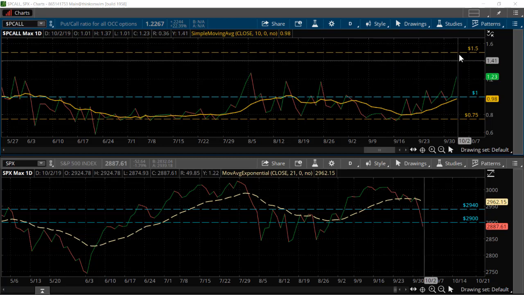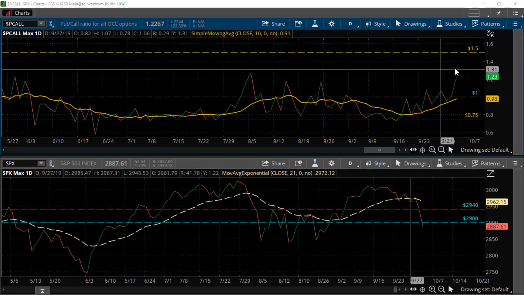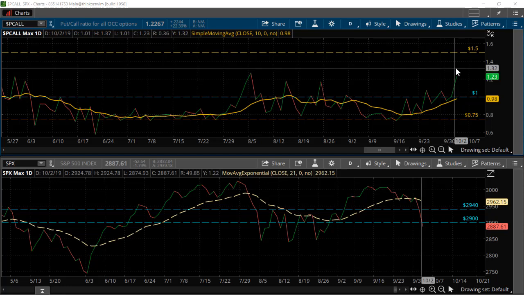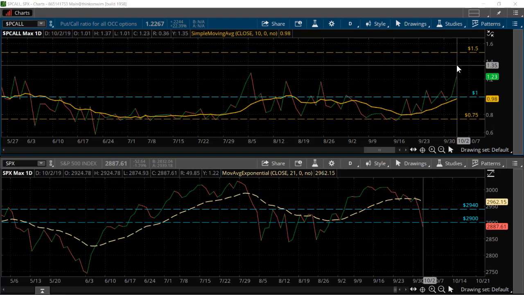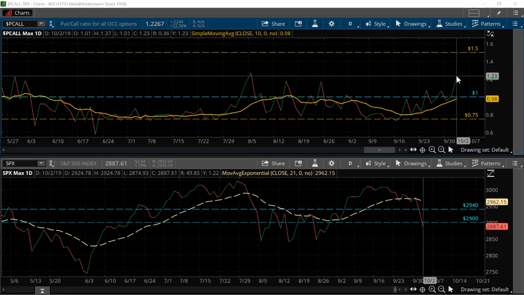We could get another extreme push down, but when we start getting in this range, you want to start thinking about the trade getting a little bit too extreme and crowded to one side. It starts saying, okay, maybe we're getting a little bit too oversold. This is a really great indicator to help you navigate those kinds of situations.